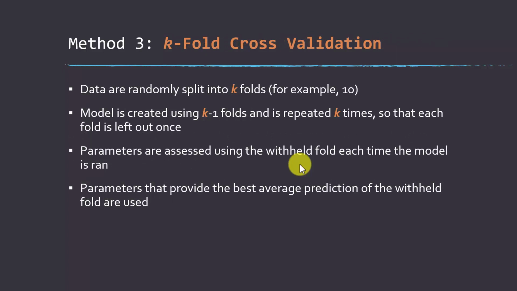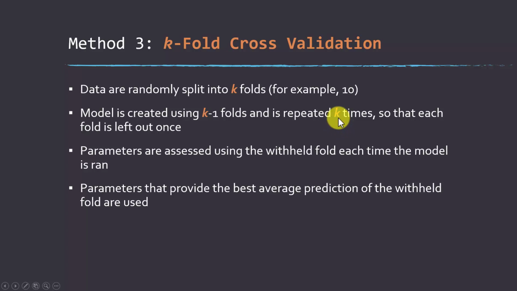K-fold cross-validation is what I commonly use the most, and here's how it works. The data are randomly split into k folds or subsets, for example 10 in the case of 10-fold cross-validation. The model is created using k minus 1 folds. So if it was 10-fold, it would be 10 minus 1, or 9, and is run k times, so that one fold is left out each time.